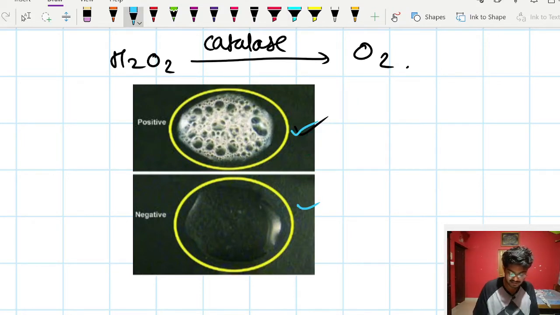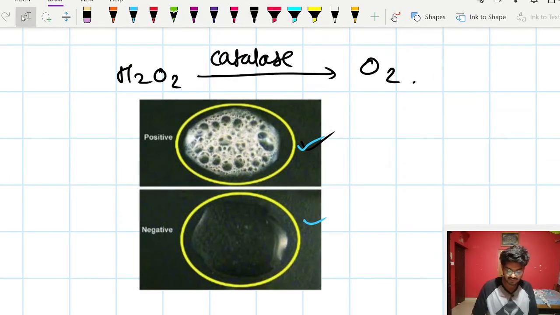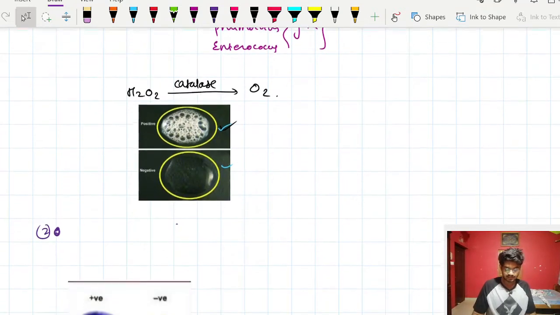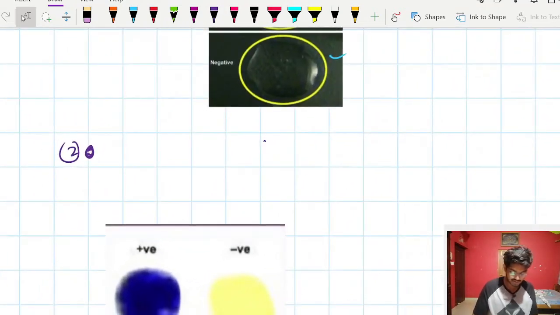This one is catalase positive and this one is catalase negative, because there is production of oxygen in here. That's why the bubble is formed. So that was all about the catalase test. Then we go into the oxidase test. Okay, the second test is the oxidase test.